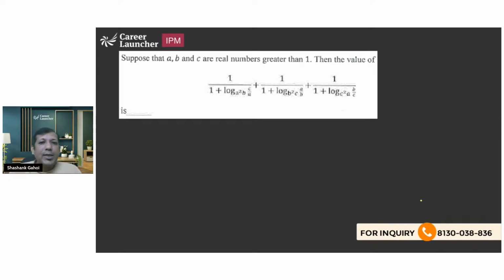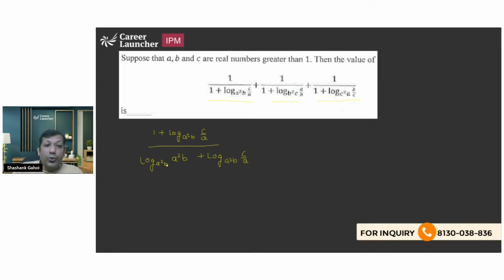If you look at all the denominators, they are very similar. So I'm not going to solve all the denominators, I'm going to solve one. That is 1 plus log base a square b of c upon a. I can write 1 as log base a square b of a square b, so it becomes log of a square b, base a square b, plus log of c by a, base a square b.